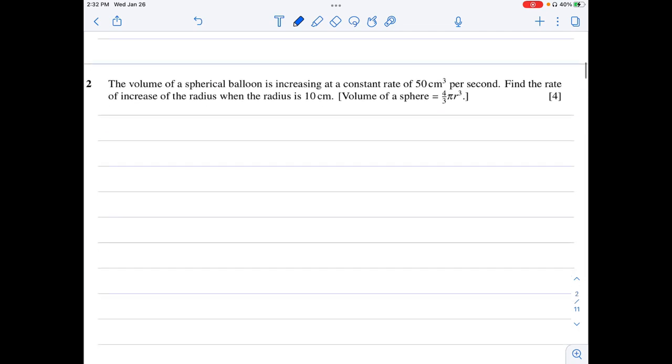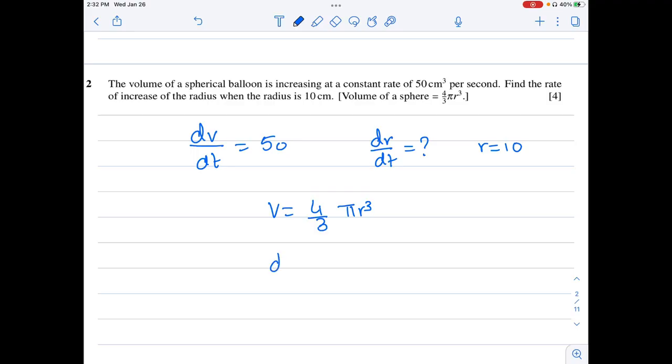Coming to the second question: the volume of a spherical balloon is increasing at a constant rate of 50 centimeter cube per second. So dV upon dt is equal to 50. Find the rate of increase of the radius, dr upon dt equal to question mark, when radius is equal to 10. And volume has been given as 4 by 3 pi r cube. So what do I get? dV upon dr equals 4 upon 3 pi r cube, derivative is 3r square.